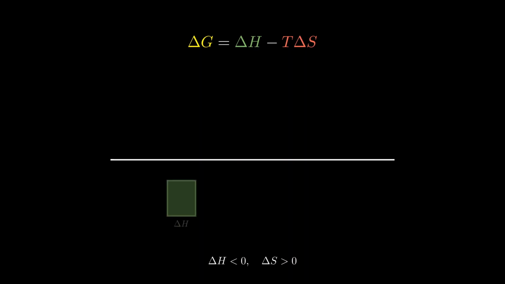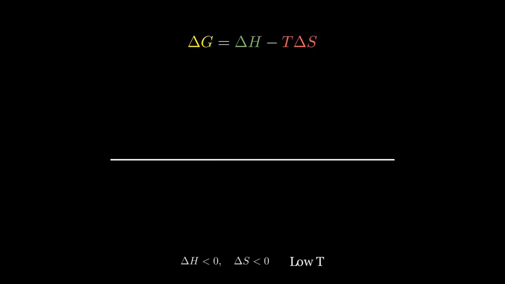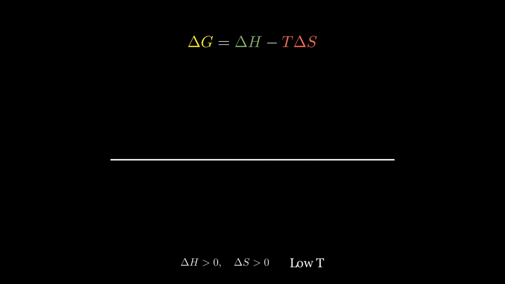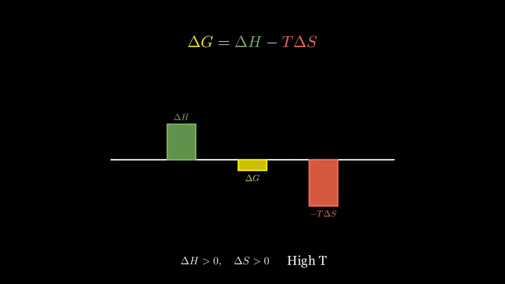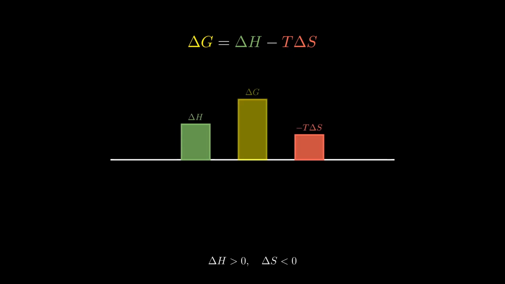If the enthalpy change is negative and the entropy change is positive, the reaction is always spontaneous. If enthalpy is negative and entropy is negative, the reaction is spontaneous at low temperature and not spontaneous at high temperature. If enthalpy is positive and entropy is positive, the reaction is not spontaneous at low temperature and becomes spontaneous at high temperature. If enthalpy is positive and entropy is negative, the reaction is never spontaneous.